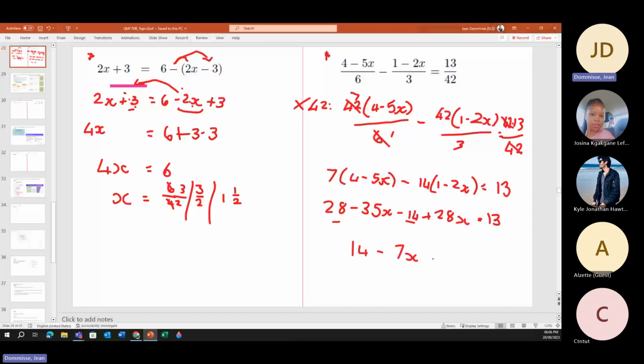I might have made a mistake somewhere as well, but let's take that to that side, so minus 7x. 13 minus 14 becomes minus 1. And then if we simplify, it is 1 divided by 7, which hopefully is the right answer, but you can also check that out. But this one is quite a long one.